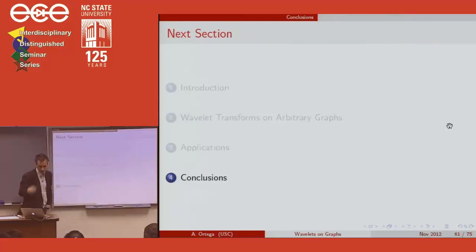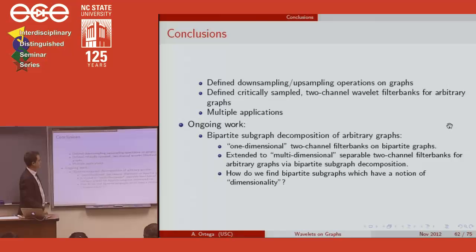All right, so let me conclude, amazingly on time. So things to remember from the talk: we talked about downsampling and upsampling. There's really not very much work that has been done on this topic. Once we understand the downsampling and upsampling, we can look at the critically sampled design. And we talked about a number of applications. And there's really a lot of work going on in the bipartite decomposition, in the understanding of sampling, as well as on the applications. Okay, so a lot of work going on.